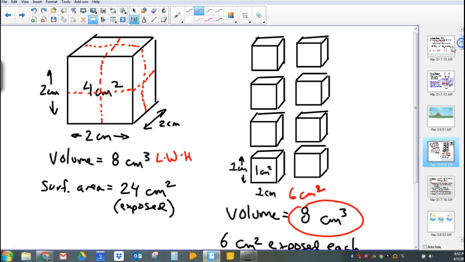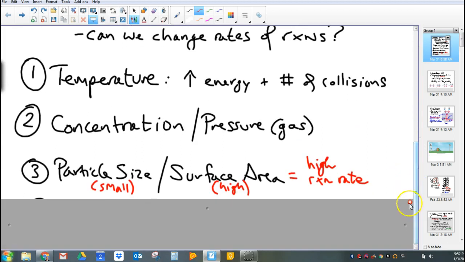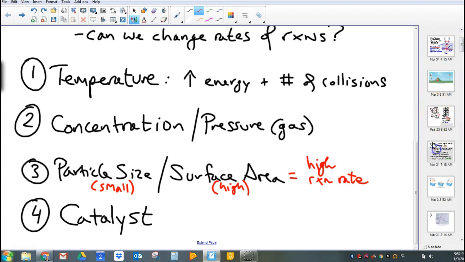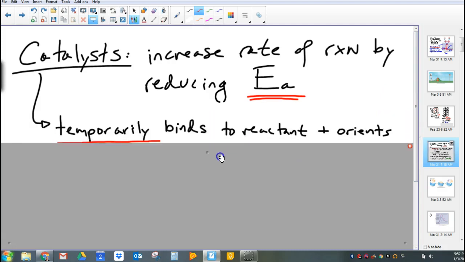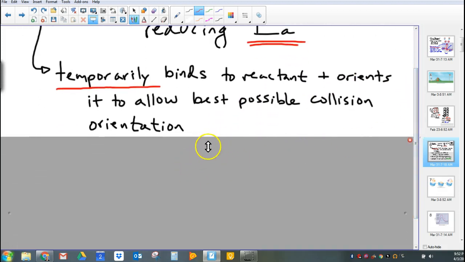Now, what else can make a reaction go faster? From biology, you may remember a certain class of biochemical compounds called catalysts. In biochemical terms, they're called enzymes. And enzymes work as follows. They usually will speed up the reaction rate, and they do that by decreasing the energy barrier, the activation energy. So most catalysts will temporarily bind to a reactant, and the way it lowers activation energy is by orienting the reactant molecule in a way that best allows favorable collisions to occur and the reaction to go forward.